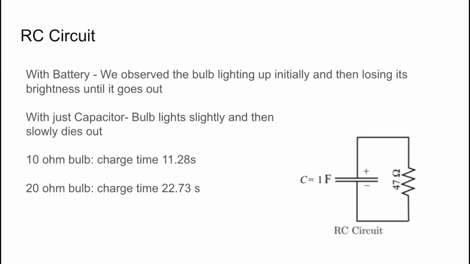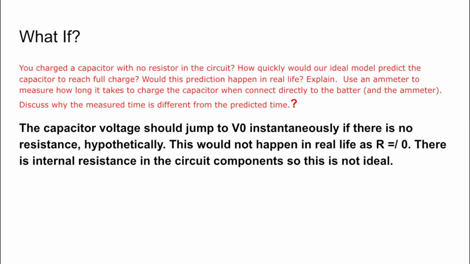For the 10 ohm bulb, we got a charge time of 11.28. For the 20 ohm bulb, we got a charge time of 22.73, showing that when the resistance is doubled, we have essentially double the charge time, which matches up with the equations for capacitance in relationship to resistance and voltage.